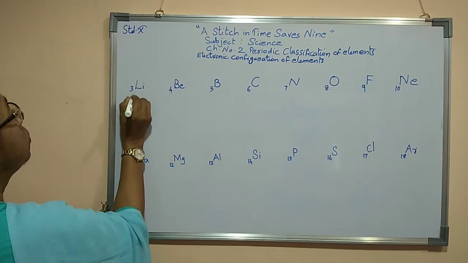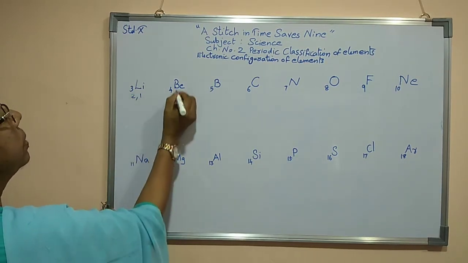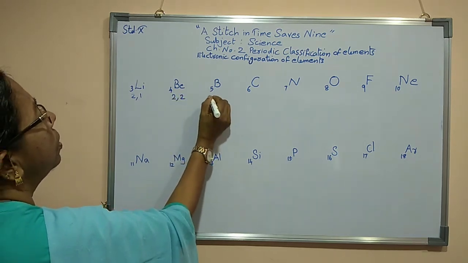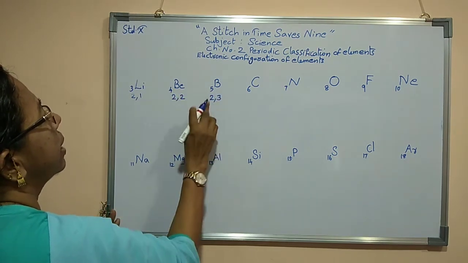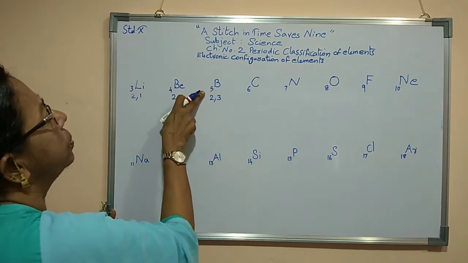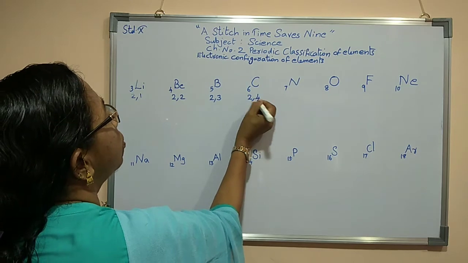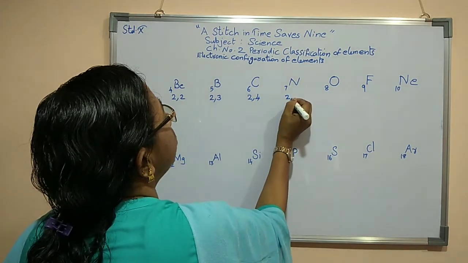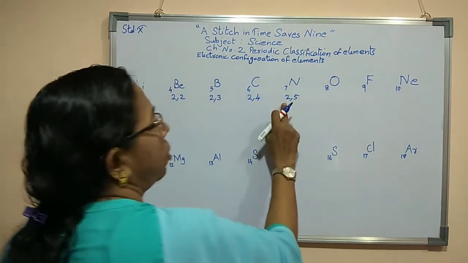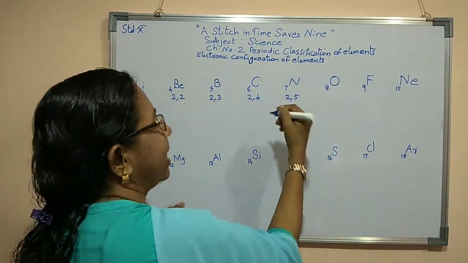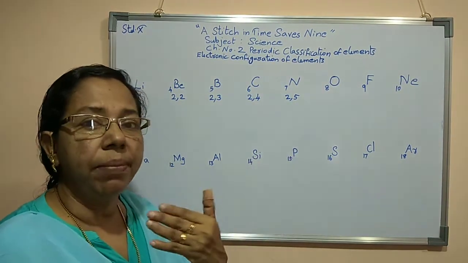Lithium 2, 1, beryllium 2, 2, boron 2, 3. That means its total should be equal to its atomic number. Here 2, 4, here 2, 5. First orbit can occupy maximum 2 electrons. Second orbit can occupy maximum 8.